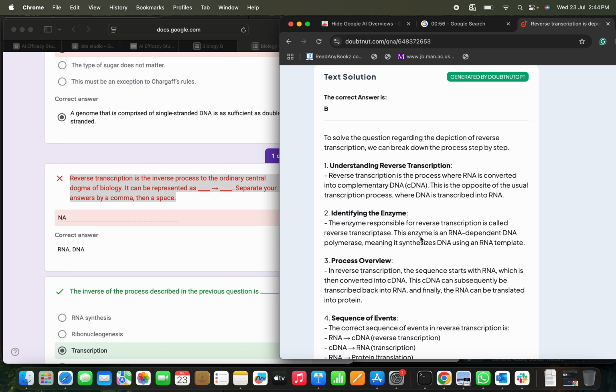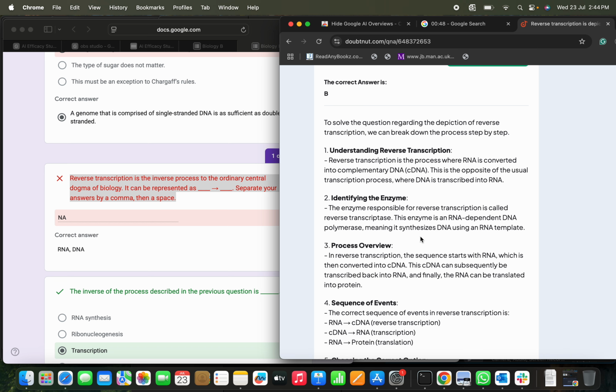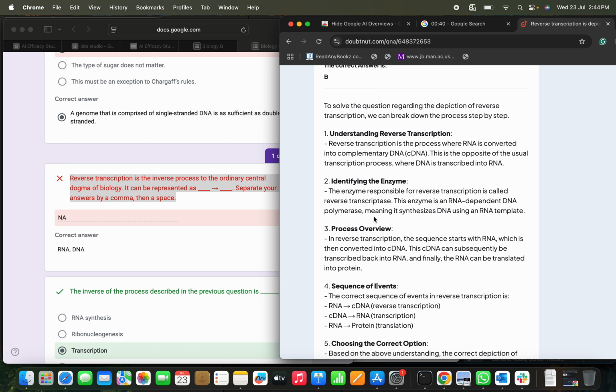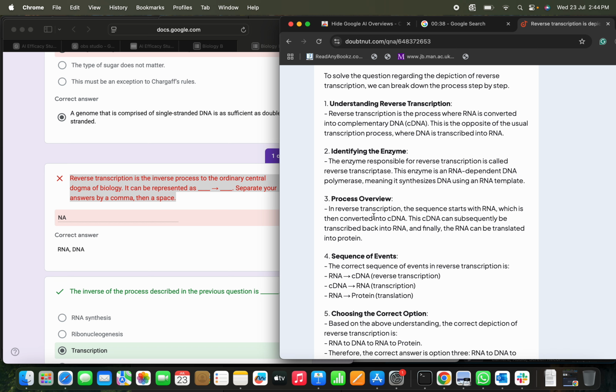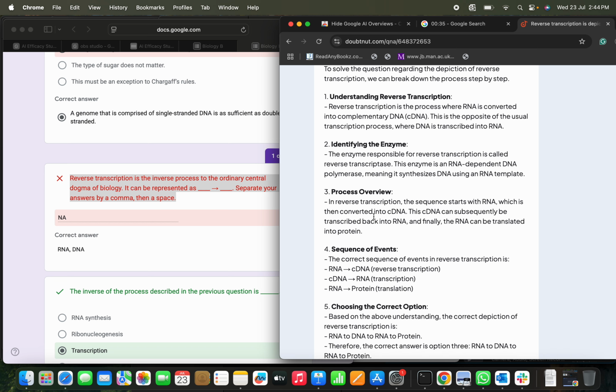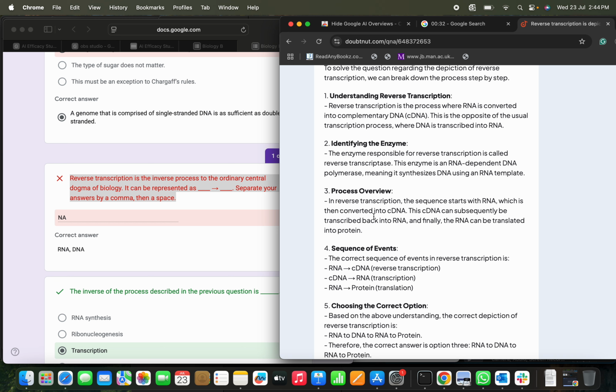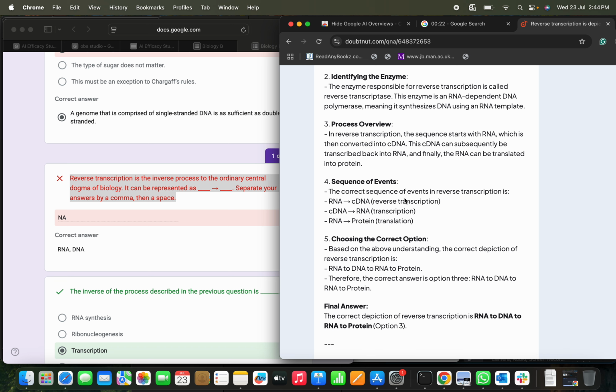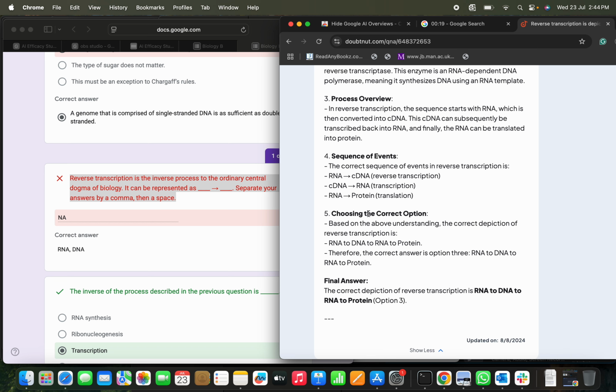A reverse transcription process where RNA is converted into DNA, complementary DNA. Okay, this is the opposite of the usual transcription process. Identify the enzyme: the enzyme responsible for reverse transcription is called reverse transcriptase. This enzyme is an RNA-dependent DNA polymerase, meaning it synthesizes DNA using an RNA template. In reverse transcription, the sequence starts with RNA, which is then converted into cDNA. This cDNA can be transcribed back to RNA, and finally the RNA can be translated to protein. RNA to cDNA by reverse transcription, cDNA to RNA by transcription, RNA to protein by translation.